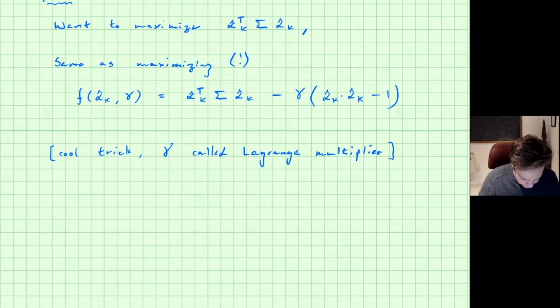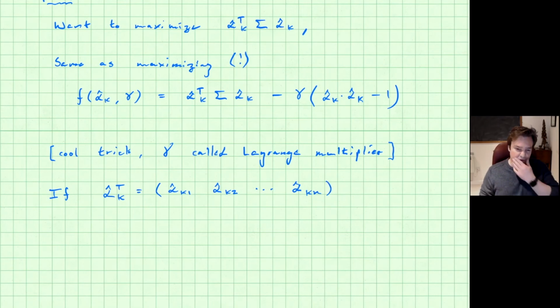To make this work, you do the following. Let's say we introduce this notation. Alpha hat k has components that look like this. If you make a row vector by taking a transpose, it looks like alpha hat k1, then alpha hat k2, and so on, up to the last one, alpha hat kn. That's just naming the components of the alpha hat vector.